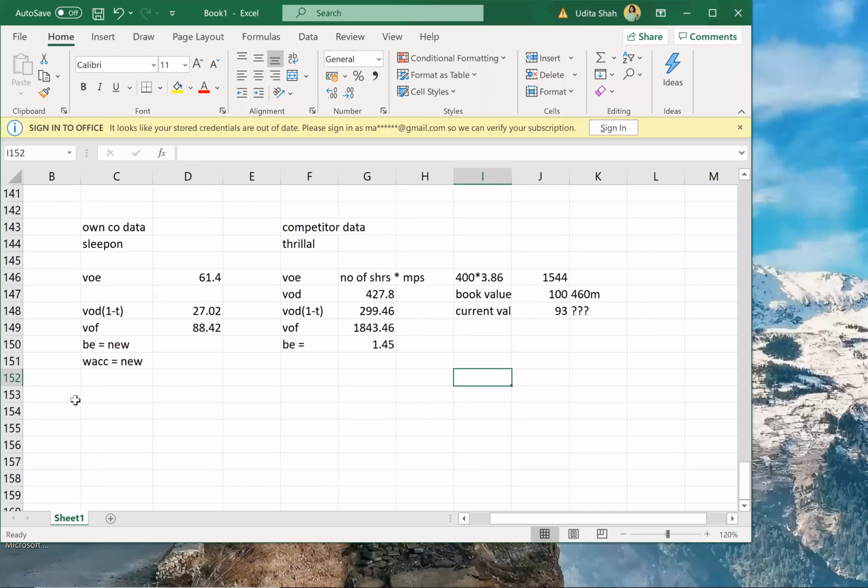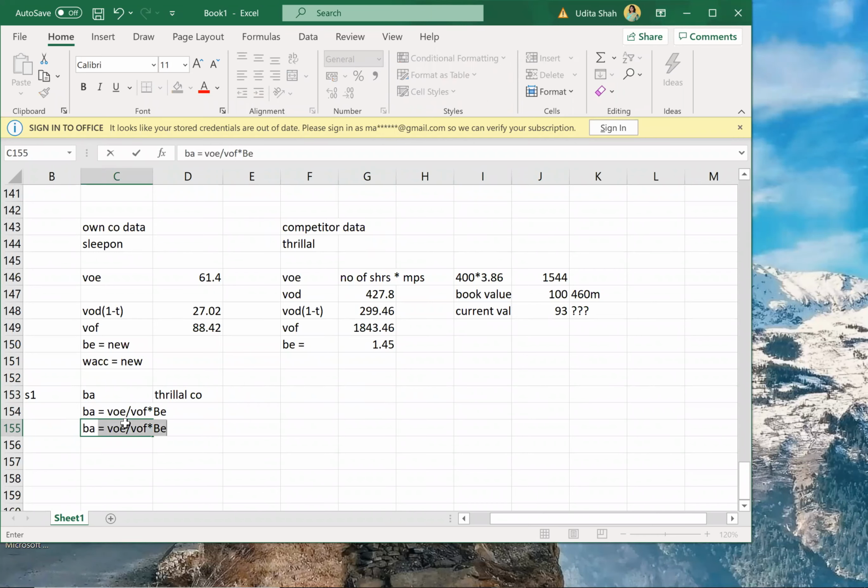So step 1, beta of asset. Whose beta of asset? Trilal company. Beta of asset of Trilal company. So beta of asset equal to value of equity divided by value of firm into beta of equity. Now I have all the figures.